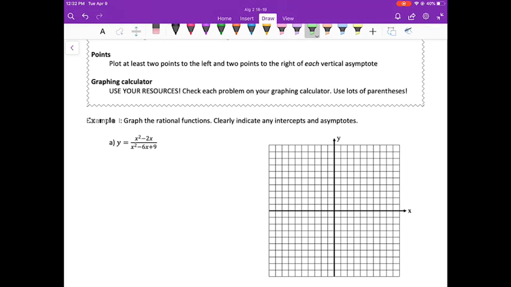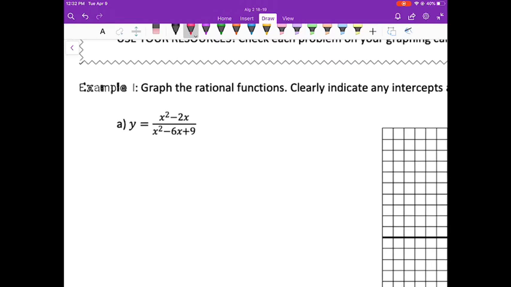In example 1a, we have y equals x squared minus 2x over x squared minus 6x plus 9. First thing we notice is the degree on top is the same as the degree on bottom. Remember, it's the biggest exponent you see. So when that's the case, our horizontal asymptote is y equals the ratio of the leading coefficients. I have 1x squared divided by 1x squared, so it's 1 divided by 1. I have my horizontal asymptote.